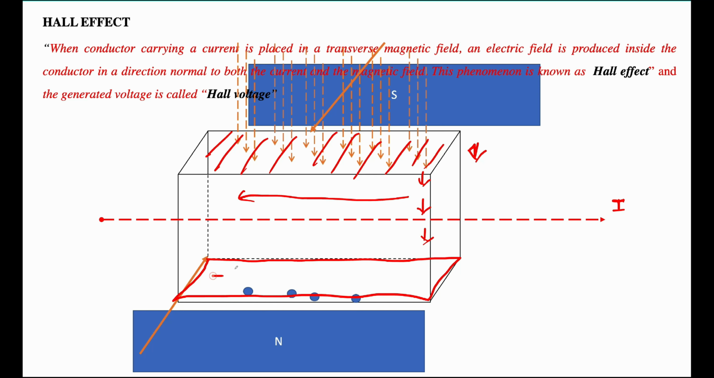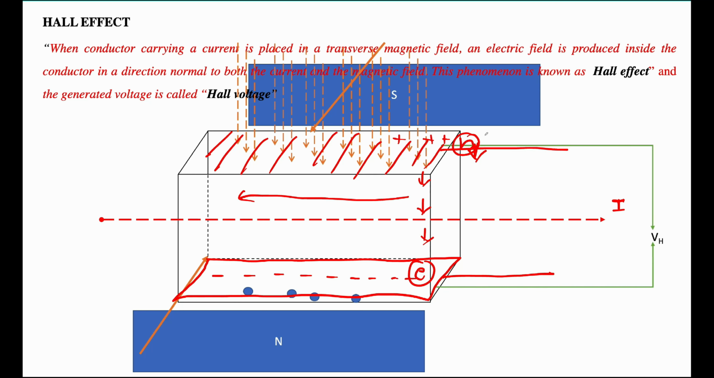So due to this, negative charge will be generated here, and on the opposite side positive charge will be generated, because here the number of holes will be more and here the number of electrons will be more. Now when we check the potential difference between these two plates, a voltage will be generated, and that voltage we call the Hall voltage. I hope you got to know what the Hall effect is.